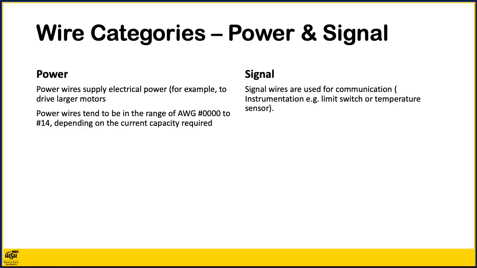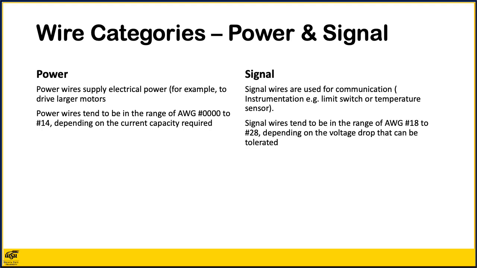Power wires tend to be in the range of 4/0 to 14 gauge, depending on the current capacity required. So 4/0 comes from saying 4 noughts. So that's the hash 0000. So that's 4 noughts or 4/0.